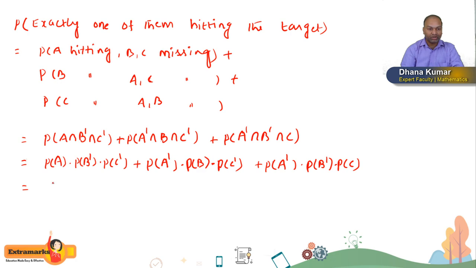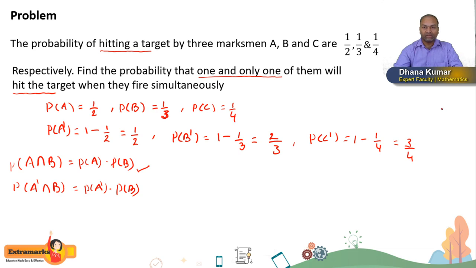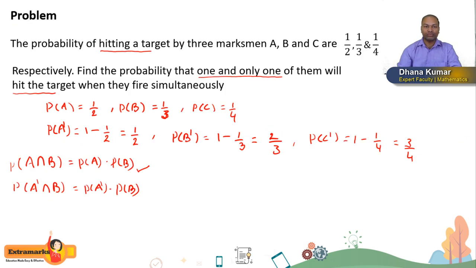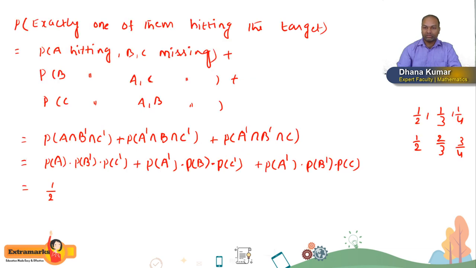P of A is 1 by 2. For our convenience, here I am writing 1 by 2, 1 by 3, 1 by 4. Complements: 1 by 2; 1 minus 1 by 3 means 2 by 3; here 3 by 4. Correct or not? You check it if you want. 1 by 2, 2 by 3, 3 by 4.